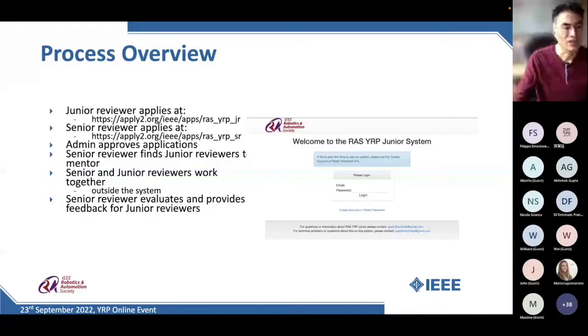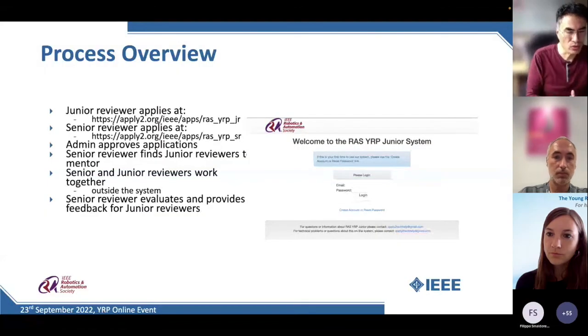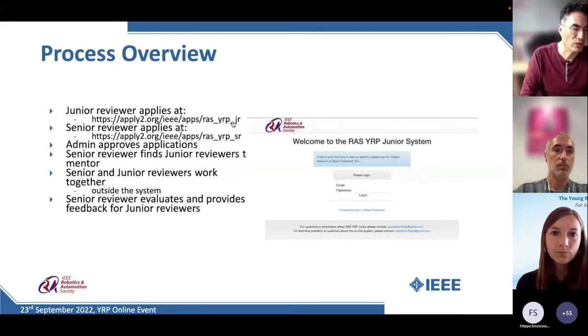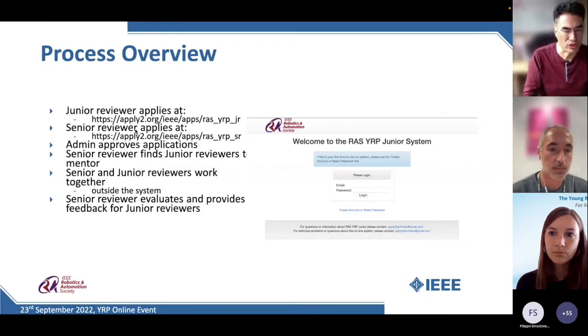Thanks, Marta. So there are two websites that look very similar. The only difference is these letters at the end. One is for the junior reviewers and the other one is for the senior reviewers. And after the junior reviewer and the senior reviewer apply to the program, I will show that in a moment.